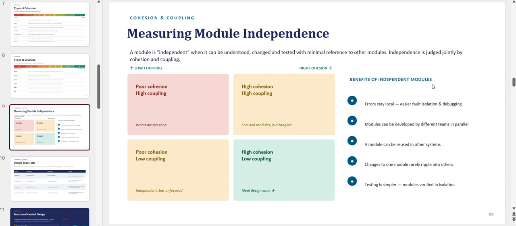Benefits of independent modules. First benefit is errors stay local, easier fault isolation and debugging. Second one is modules can be developed by different teams in parallel. Third one is a module can be reused in other systems. Fourth one is changes to one module rarely ripple into others. Fifth one is testing is simpler, modules verified in isolation.